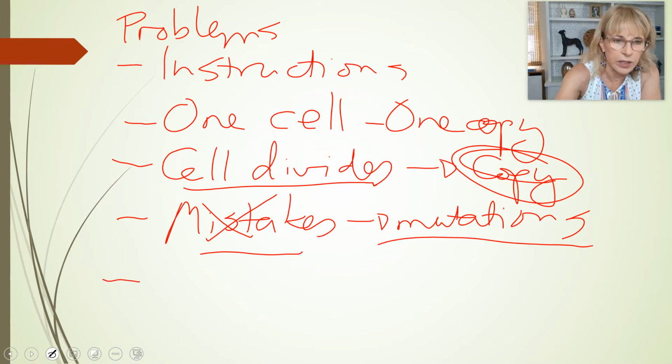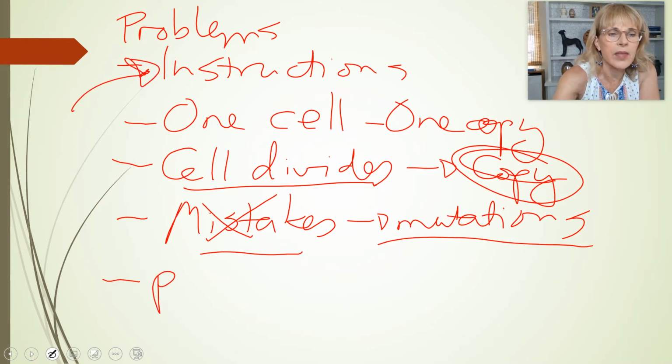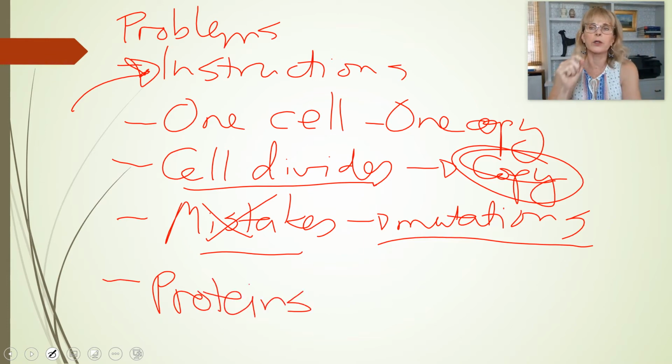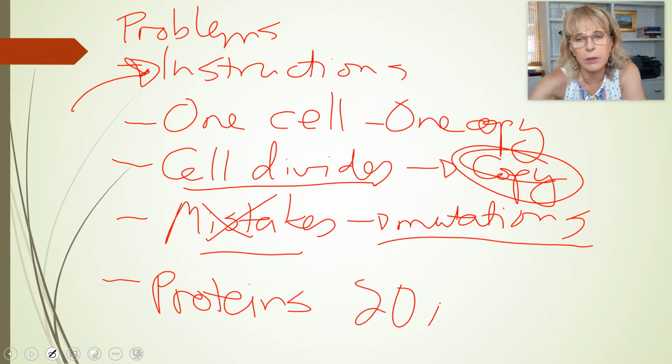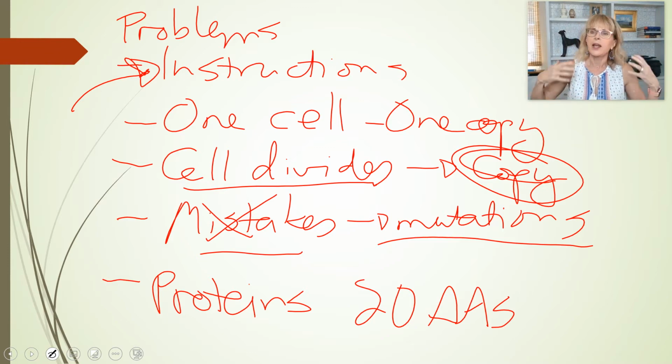Problem number two is we need to have these instructions in a form that can instruct how to build a protein. You know that proteins are built out of 20 different amino acids. These are the problems that life is trying to solve.